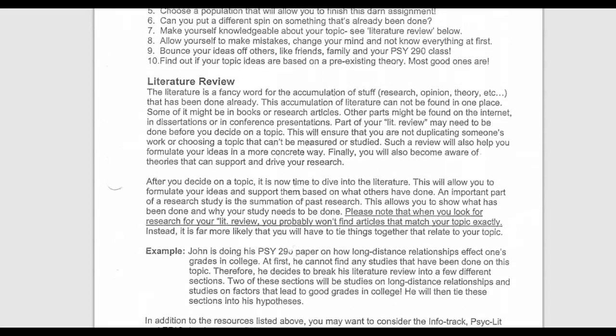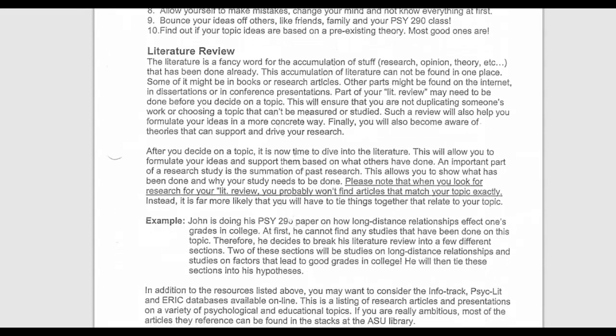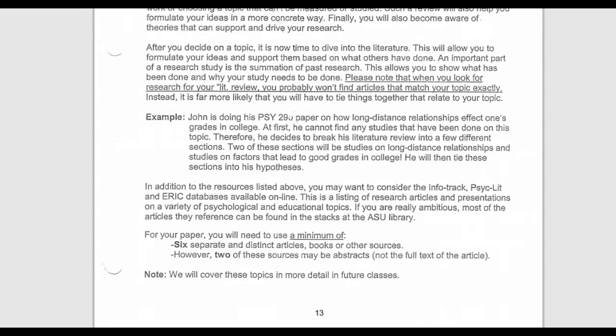That's an important part of a research paper, and honestly, it is the part that takes the most time. So just know what the literature review is, and you will be in good shape for this paper. So, we will cover this in more detail in future classes, but that is it for this one, Section 2 of the reading packet.